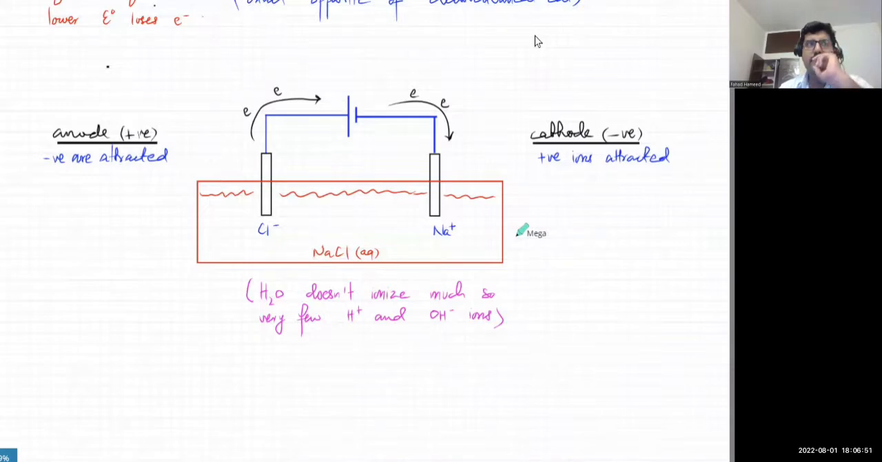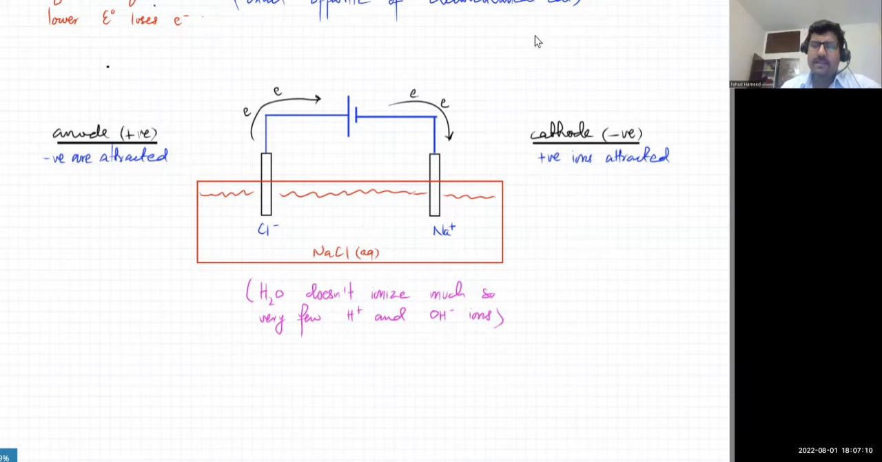If you look at the constant Kw for water, that's very small. In pure water, the concentration of H+1 is 1 into 10⁻⁷ mole per dm cube. So you can assume that water doesn't really ionize a lot. Although there are H+1 and OH- ions, there are just very few of them. So instead, you've got water on both sides. Water is neutral. So water is at the cathode, and water is at the anode as well.